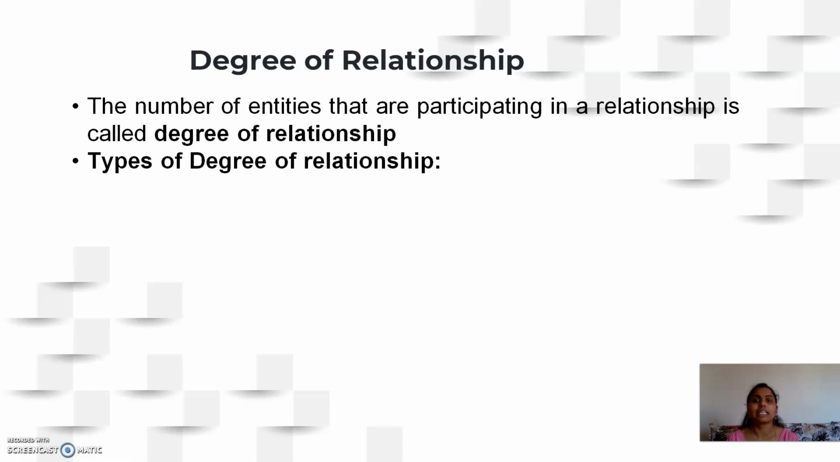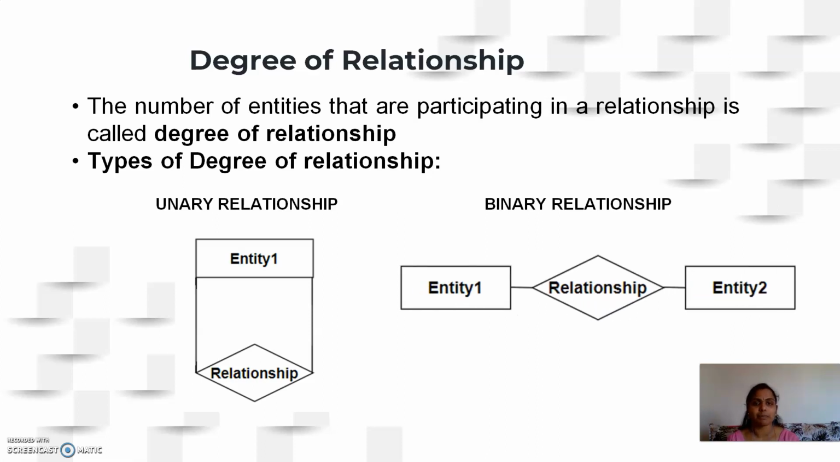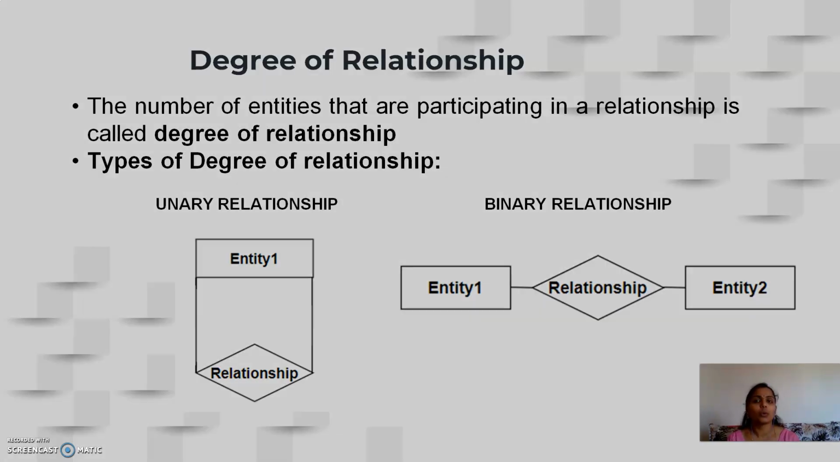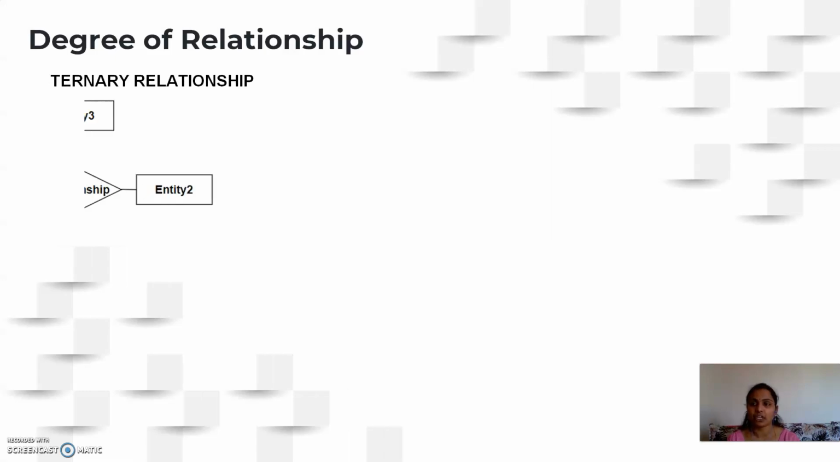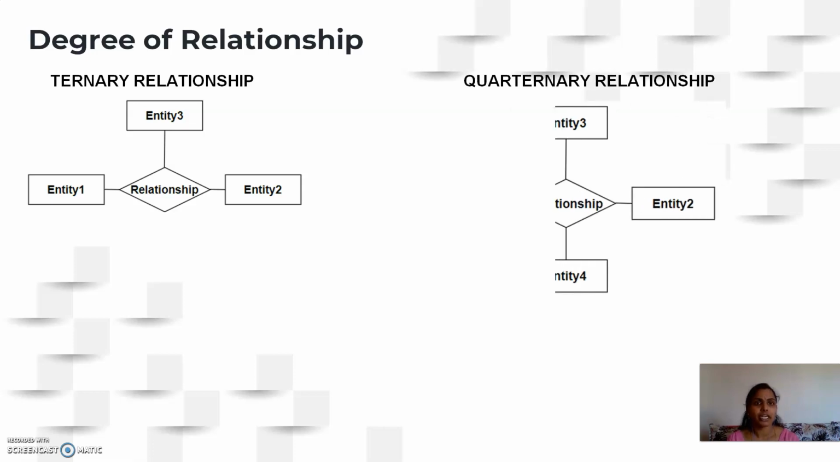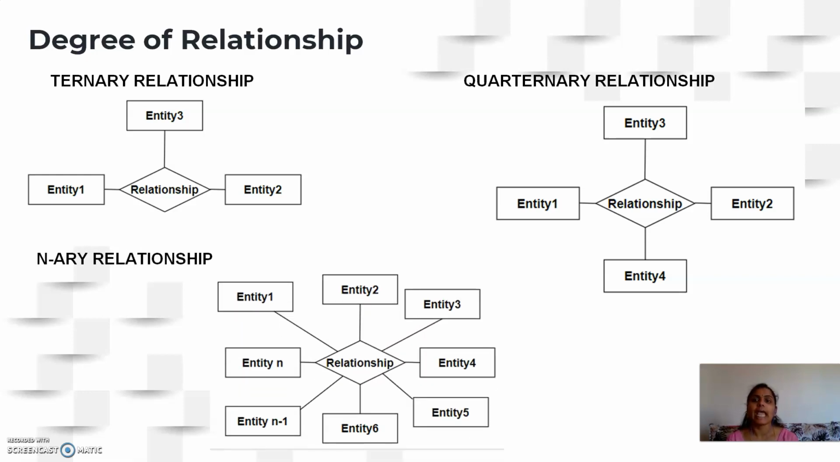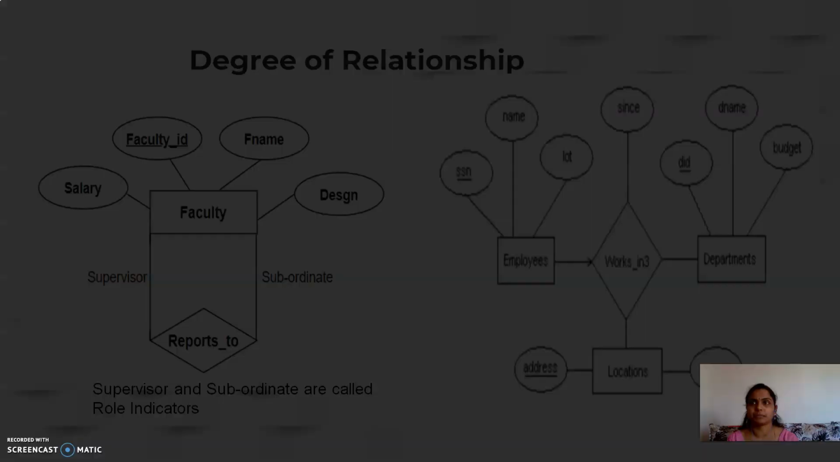Then we have the degree of relationship. This is nothing but the number of entities that are participating in a relationship. So here we have different types of degrees of relationship. The first one is called unary relationship, where only one entity participates in the relationship. Second one is binary relationship. Here we have two entities participating in the relationship. Third one is ternary relationship, where we have three entities participating. Quaternary relationship, where four entities participate. And we have n-ary relationship, where n entities can be participating in the relationship.